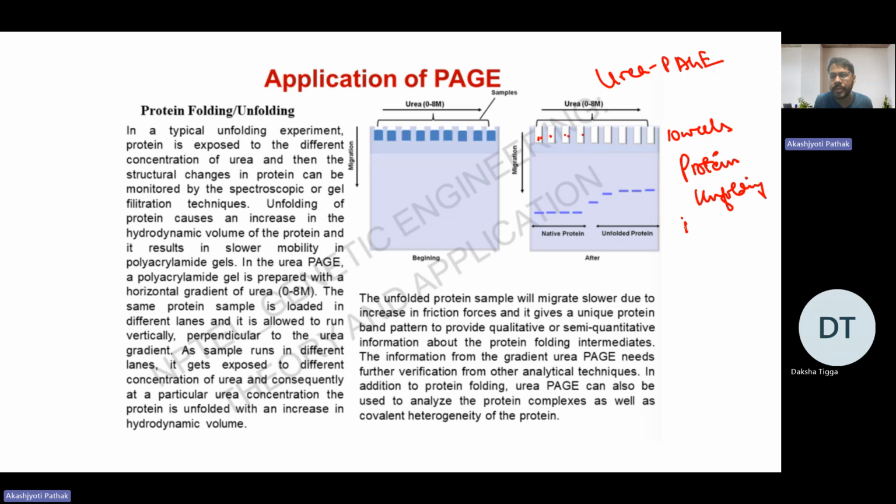the intermediate conformation. So during protein folding, your protein will transition through different conformations. The native one will be fully folded, but gradually it will unfold. So what are the intermediate states? That also you can analyze by running a urea PAGE. So there is a horizontal gradient of urea, 0 to 8 molar urea. A horizontal gradient of urea is prepared and you run this gel.